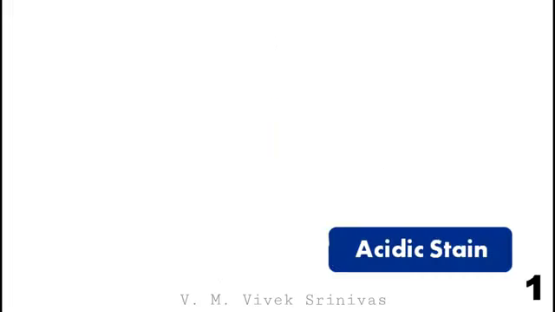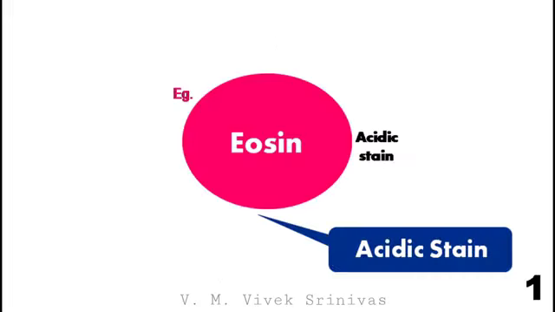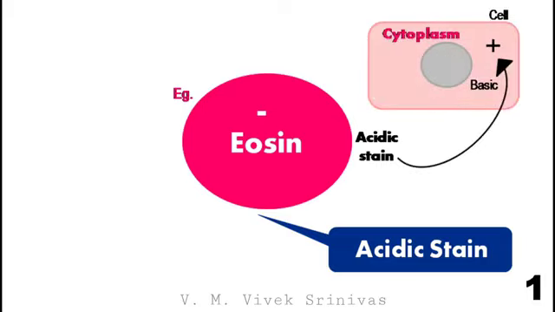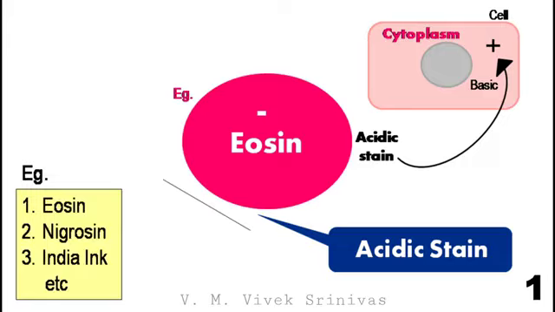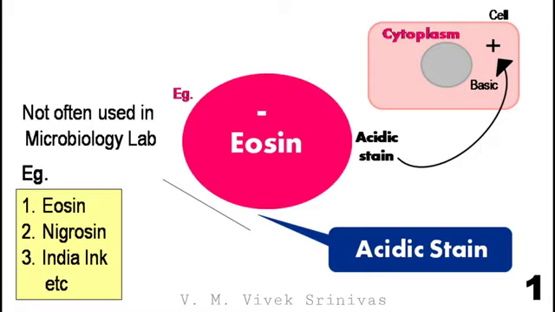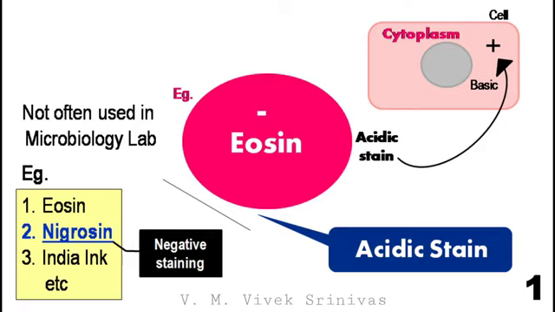First, the acidic stain. The example is eosin. Eosin is an acidic stain, and is negatively charged, having a high affinity for the basic components, that is, the positively charged structures of the cell, like the cytoplasm. Other examples of acidic stains are nigrosin, India ink, etc. These acidic stains are not often used in the microbiology laboratory, except nigrosin, in some cases, like the negative staining technique, for the demonstration of the bacterial capsule.